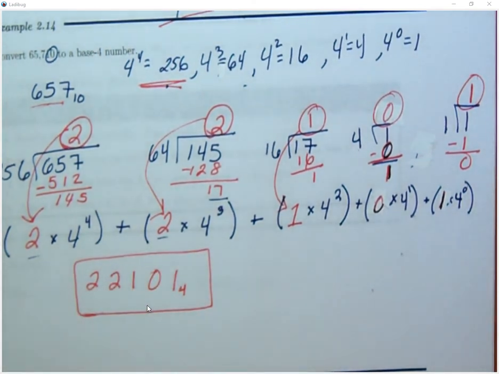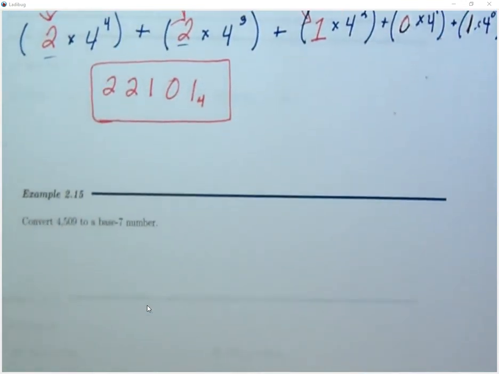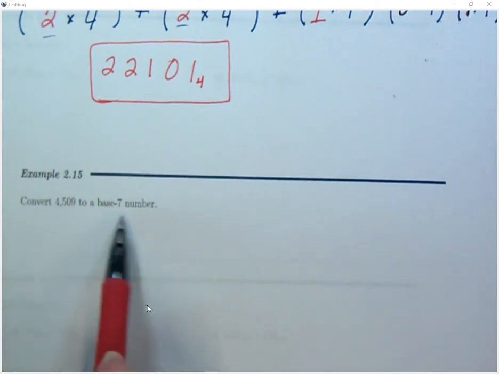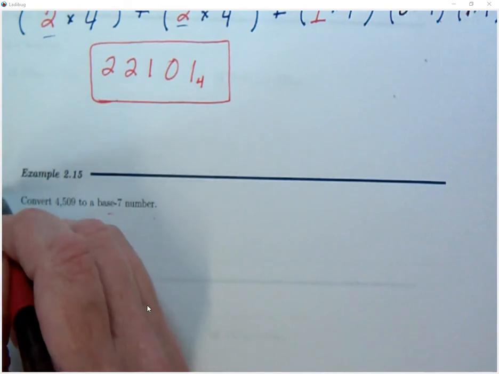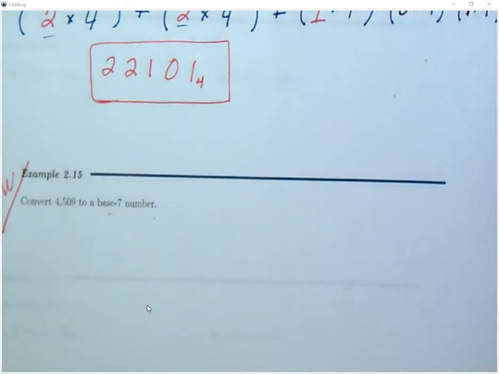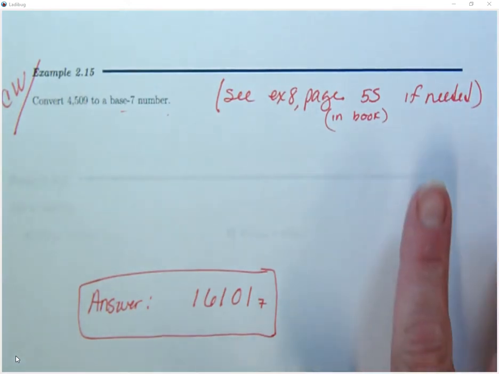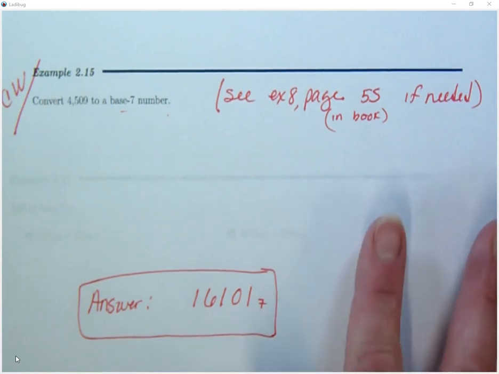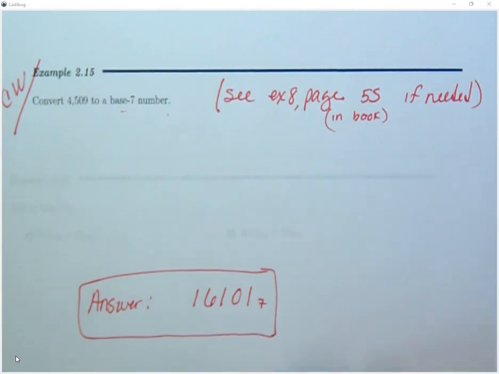Now go ahead and try this: 4,509, that's in base 10, to convert to a base 7 number. So that's going to be your classwork. And go ahead and try that one. And then check your answer. Okay, so there is an example for this one with steps in the book, but try it yourself first. But if you get stuck, you could look at page 55 for that. The answer is right here. I'm leaving space because I will write out the solution the way I did it in the examples.